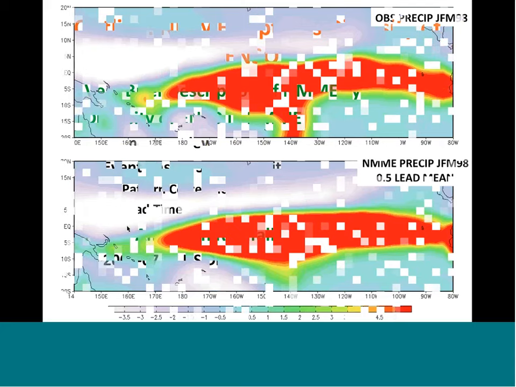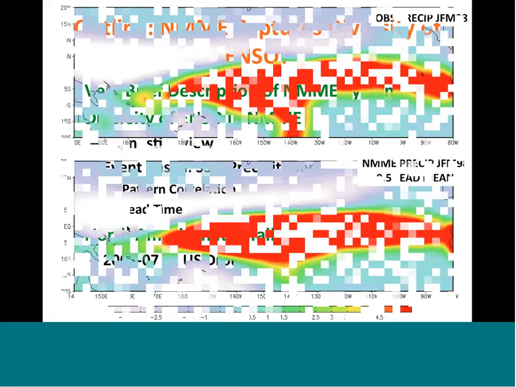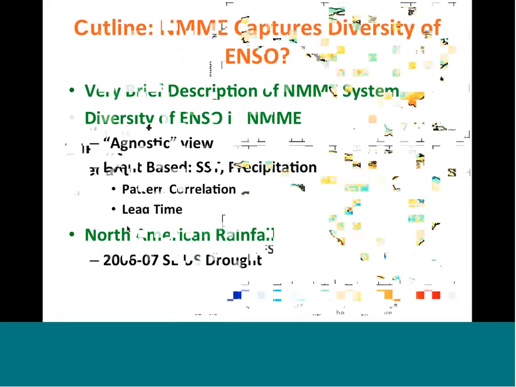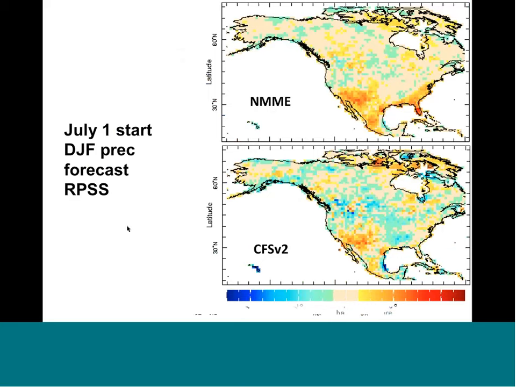This is some other work we've been doing with the NMME system. And so this is now looking at precipitation over North America, and these are the July 1 starts, and this is again that RPSS scale metric, so again using all order 100 ensemble members. The top panel is the NMME system, and the bottom panel is CFS V2 for comparison. And again, what you can see is we've reduced the amount of blues and enhanced the amount of red, and all of that is very good.